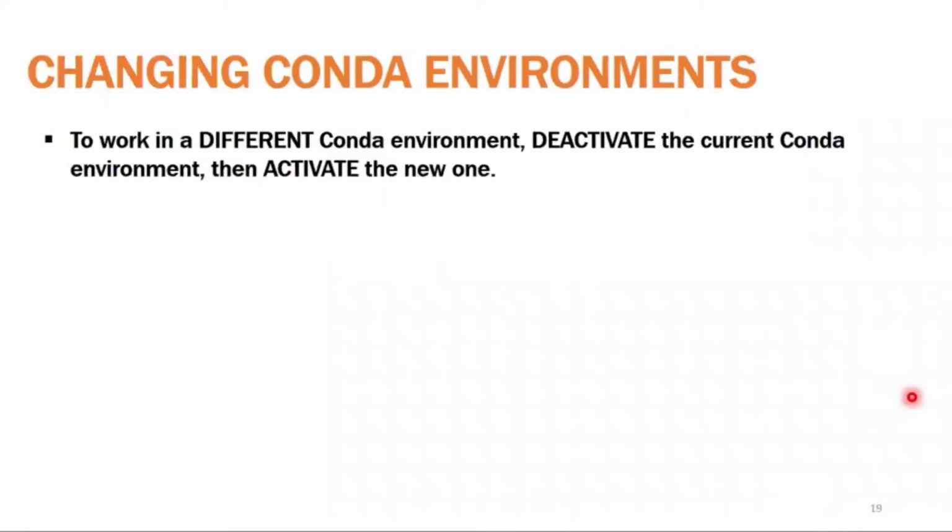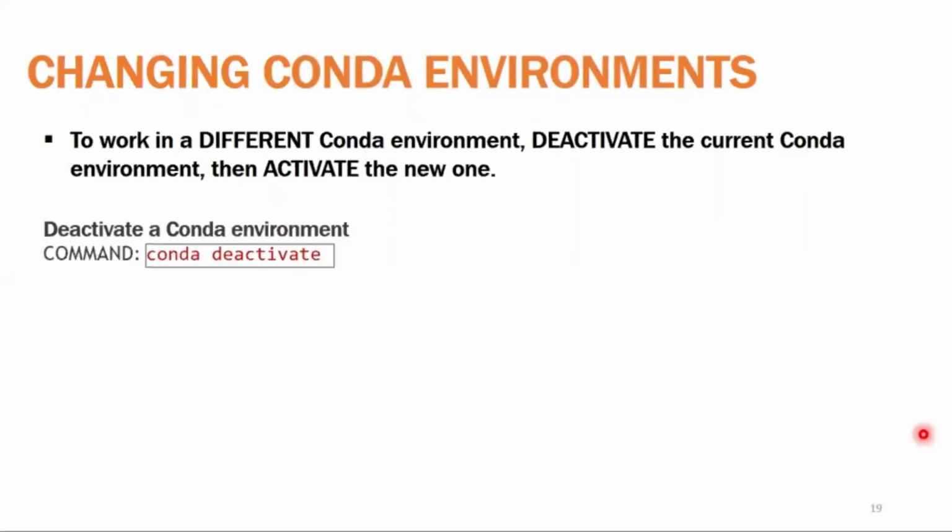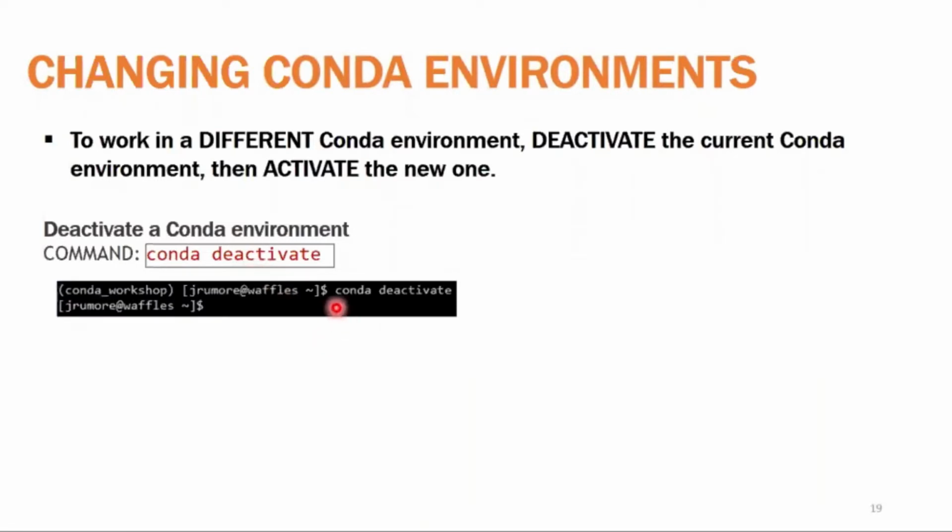Now that we know how to create environments, install packages, and activate environments, how do we switch between Conda environments? To start working in a different Conda environment, you must first deactivate the current environment and then activate the new one. This can be achieved using two steps. First, we'll deactivate the active Conda environment by typing conda deactivate in the terminal. In this example shown in the slide, I am deactivating the Conda Workshop environment. When the environment is deactivated, the name will no longer appear beside your username in the terminal.